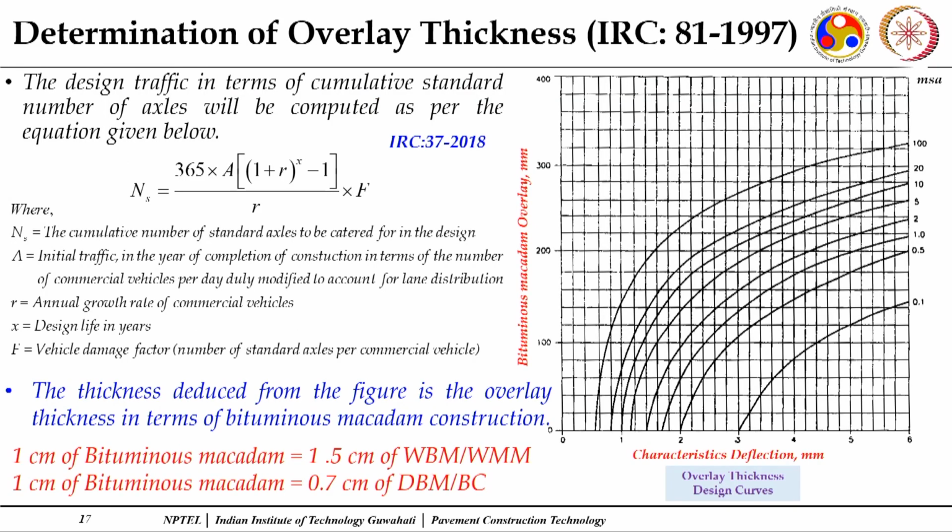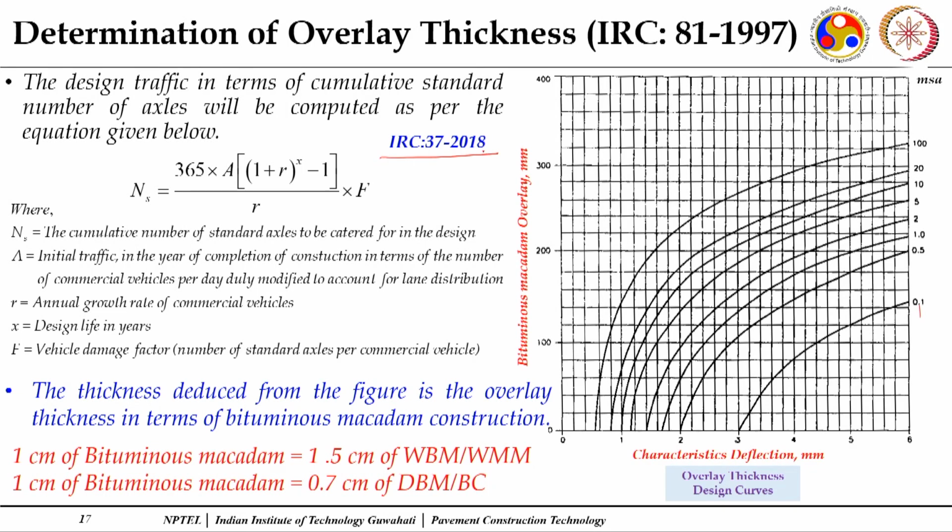Now, once you have this characteristic deflection, you can see this plot between the characteristic deflection and the overlay thickness corresponding to different design traffics. Design traffic: whatever overlay you require, you will target it for a period of at least 5 to 10 years. So, you need to work out the design traffic which is going to come up in those 5 to 10 years. Usually it is designed for a period of 10 years.